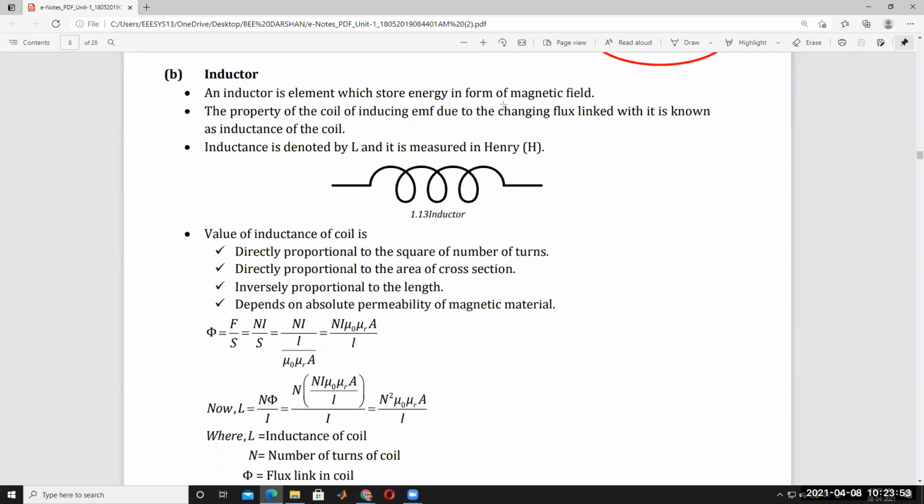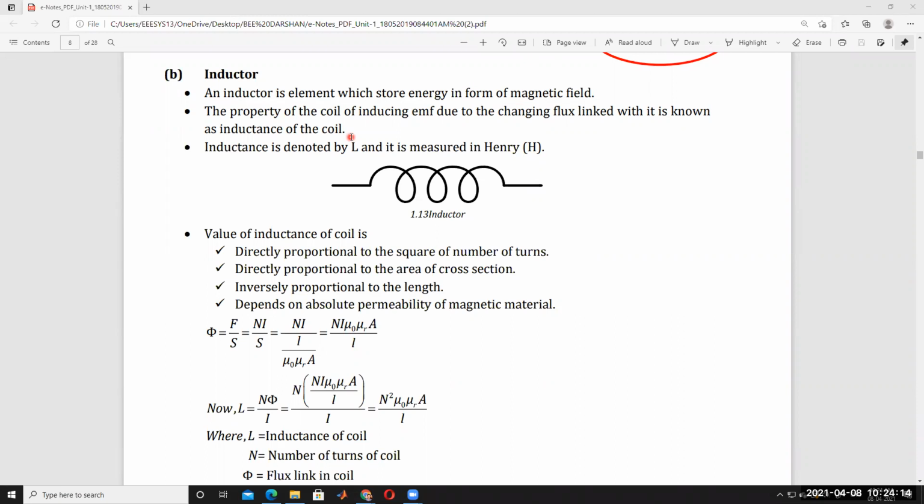Energy stored in an inductor is called a magnetic field, and energy stored in a capacitor is called a static field. The property of the coil of inducing EMF due to the changing flux linked with it is known as the inductance of the coil. That is called self-inductance.